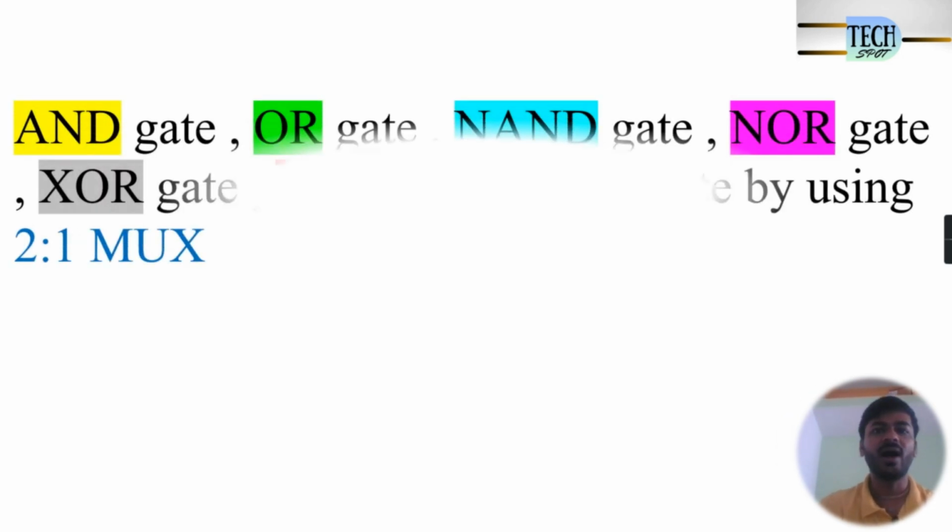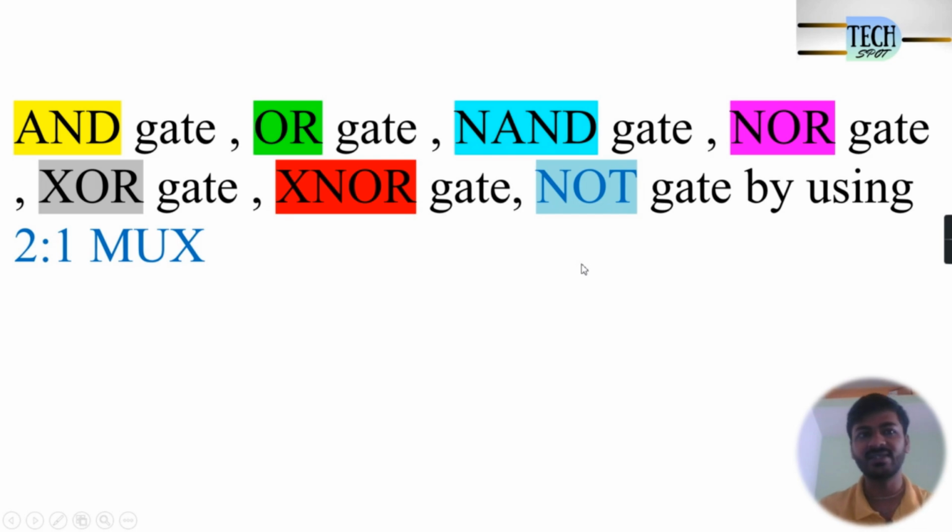So guys, in this video I'm gonna tell you how we can implement simple logic gates such as AND gate, OR gate, NAND gate, NOR gate, XOR gate, XNOR gate, NOT gate by using a simple 2:1 mux. So let's get started with the first gate, that is the AND gate.